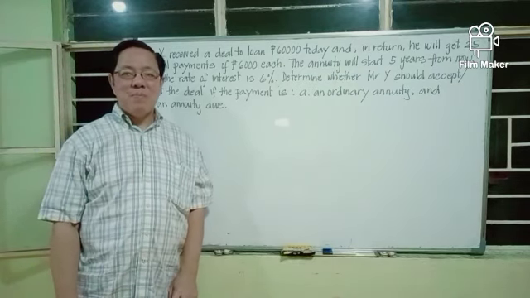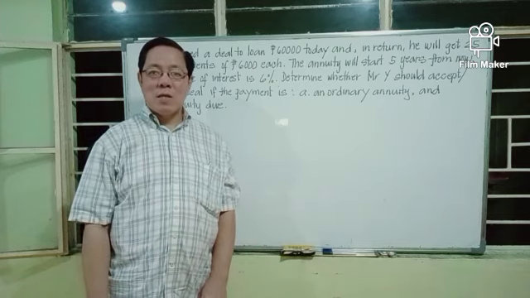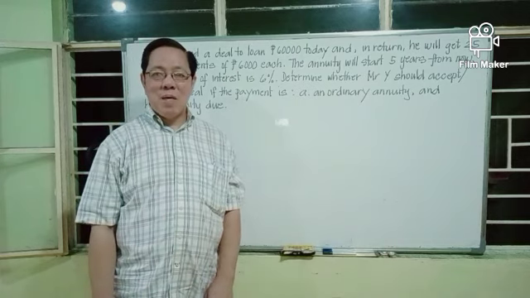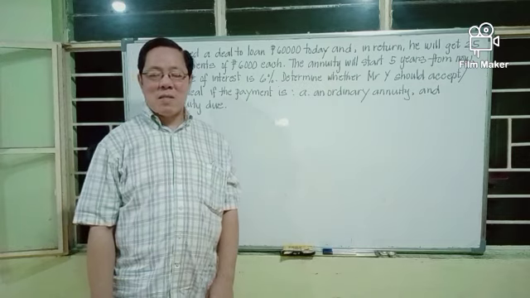In this problem, there is a proposal to Mr. Y that he loan his money amounting to 60,000 pesos. And as payment for this loan, he will receive 6,000 pesos each year for 25 years because there is 25 annual payments, and the first payment will be received by Mr. Y after 5 years. So there will be 5 deferred payments.